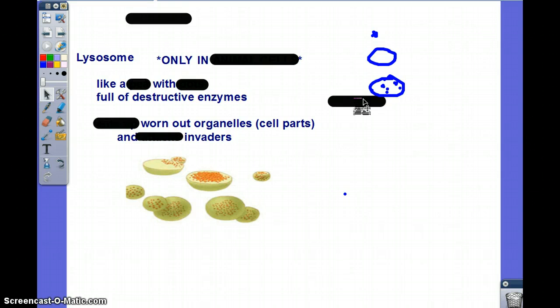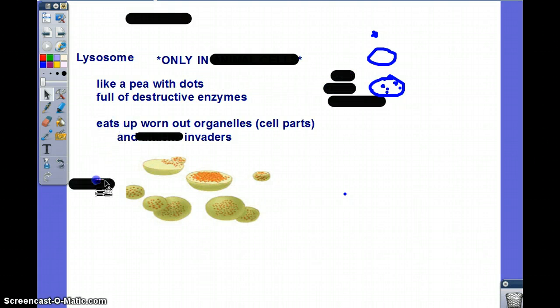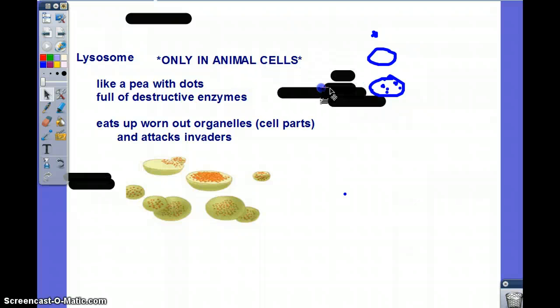What are the destructive enzymes for? Good. They're going to destroy any invaders, and they're actually going to get rid of organelles that stop functioning. So if you have a poor mitochondrion and it's not working properly, it's the function of the lysosome to get rid of that organelle. Lysosomes are only found in animal cells because obviously we're the most complex organisms. So animal eukaryotic cells will have lysosomes.